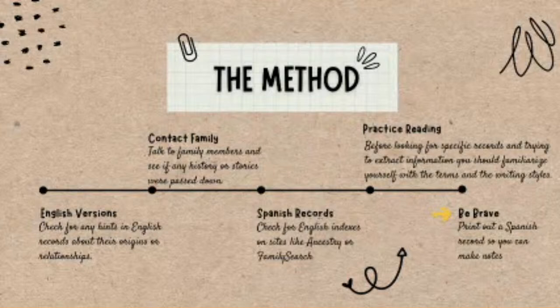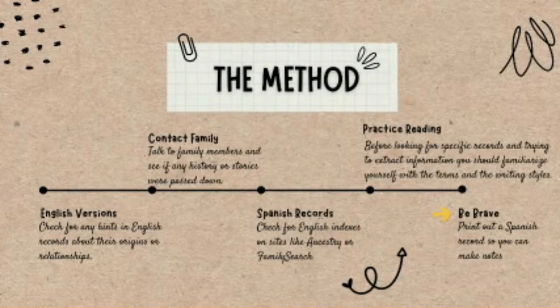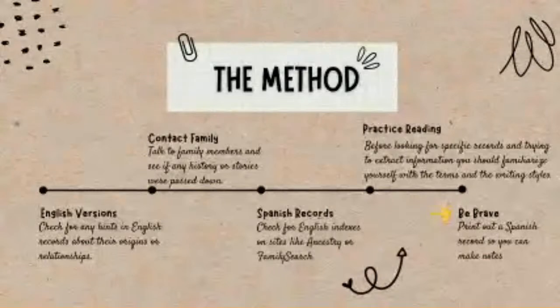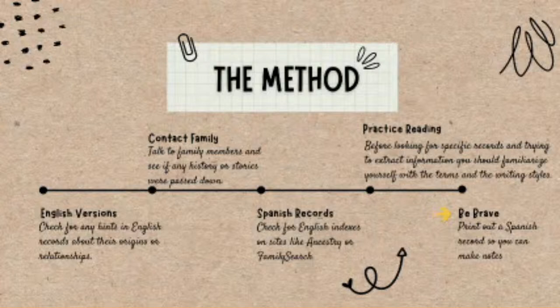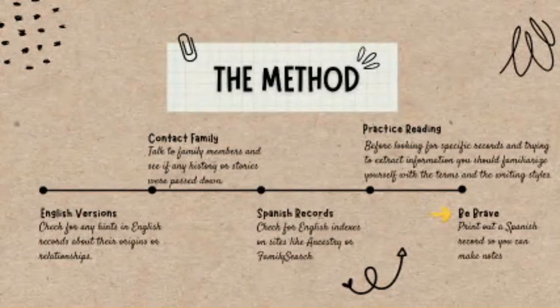And finally, as with everything on WikiTree, be brave. Print out a Spanish record so that you can make notes. Print out the glossary if desired so you can highlight difficult terminology. Approach a record with confidence. Before you know it, you will not need a second set of eyes to confirm your abstracts.